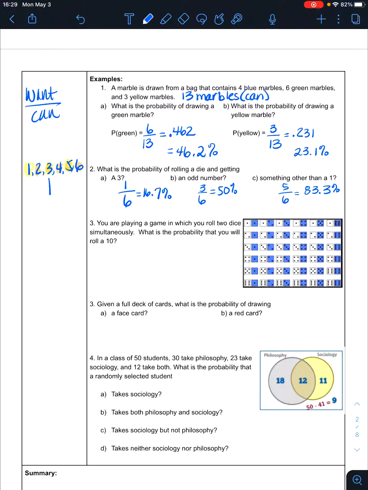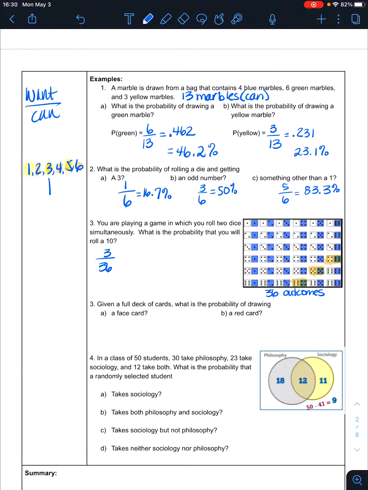So you're playing a game in which you roll 2 dice simultaneously. What is the probability that you will roll a 10? So here we have all of our possible outcomes, and so we want to go through and find all of our 10s. So our easiest one is 5 and 5, and then we've got our 4 and 6 and our 4 and 6 here. So there are 36 possible outcomes when you're rolling 2 dice. Okay, there are 36 things that can happen.